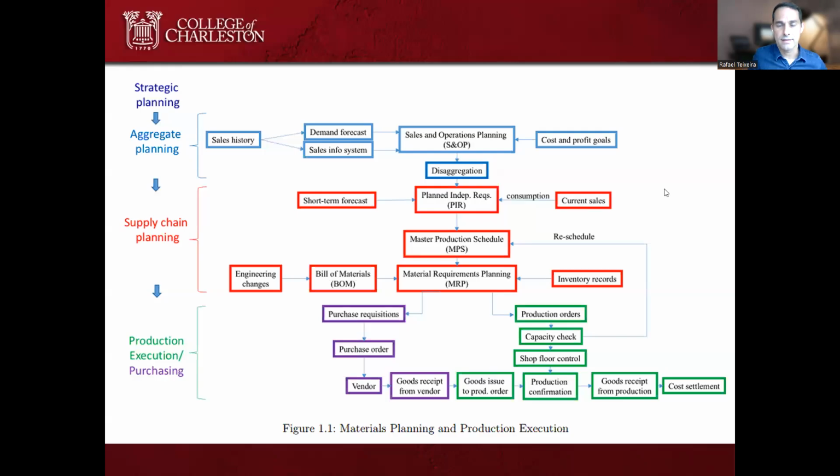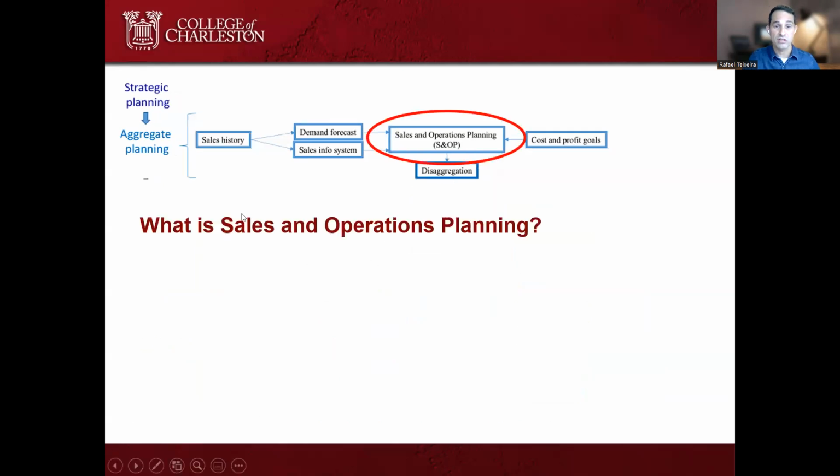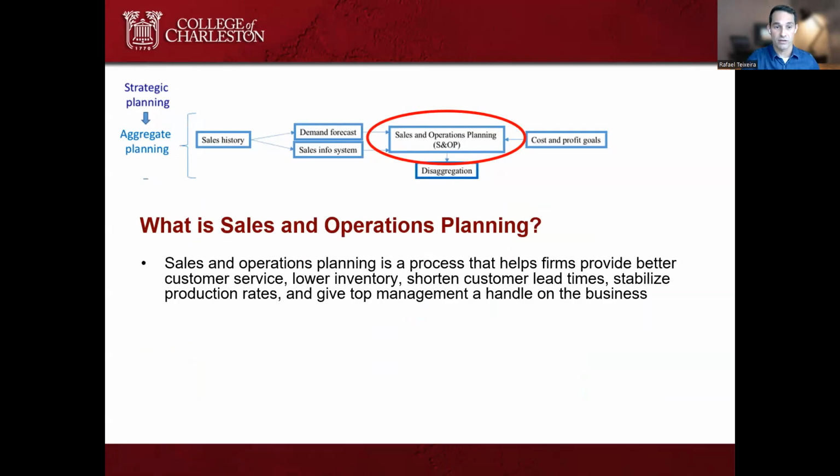Hi class, in this video, I'm going to talk about sales and operations planning. Remember, in the last video, we stopped in this slide. Now we're going to talk specifically about sales and operations planning. So we are moving on our slides, and I'm going to talk specifically about it, okay?